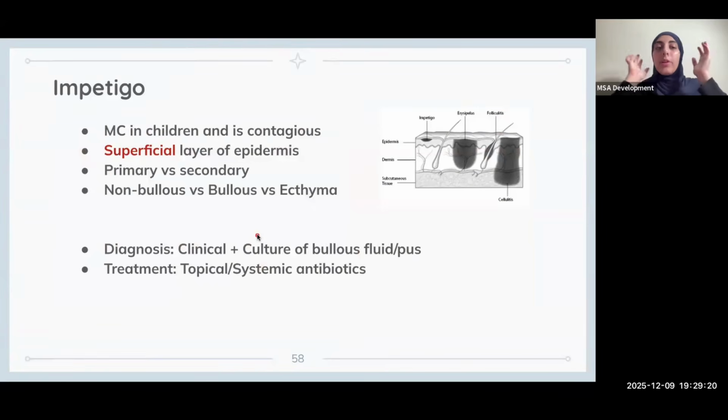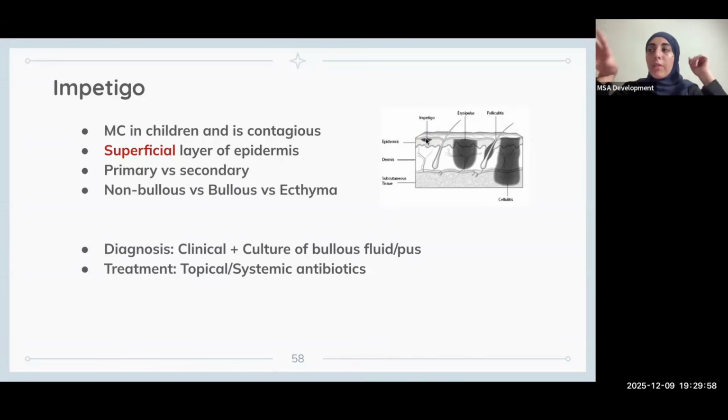Okay, now impetigo. Impetigo is more commonly seen in children and it's pretty contagious. It's superficial in the epidermis, as we said. If you remember this picture, the epidermis here, you see there's impetigo. So it's a superficial infection. It affects mostly children, and we can have primary versus secondary. When we say primary impetigo, it's just a child who's completely healthy, and they just so happen to get impetigo on their face, okay? But secondary impetigo is in someone who has a skin disorder that makes chronic skin breaches.